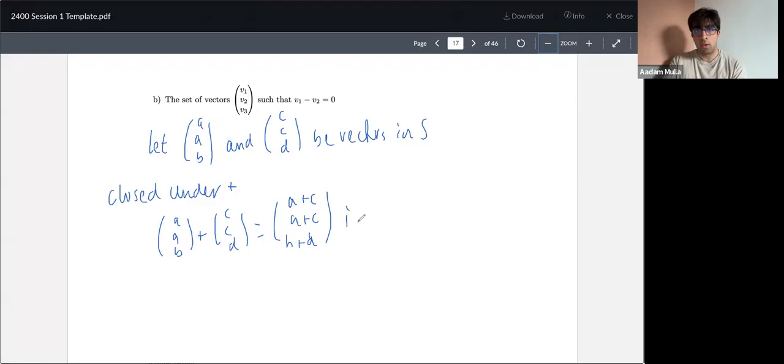Which we can see is also an S, right? And how do we know that? It's because these two elements are always going to be equivalent. They're equal, right? Let's check that it's closed under scalar multiplication.